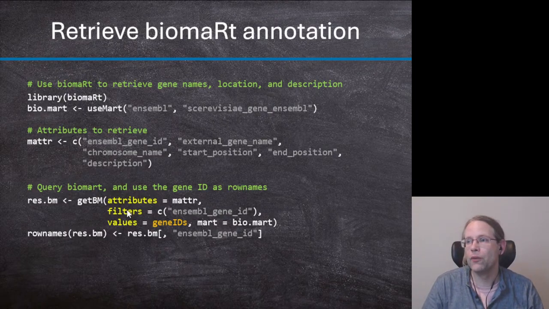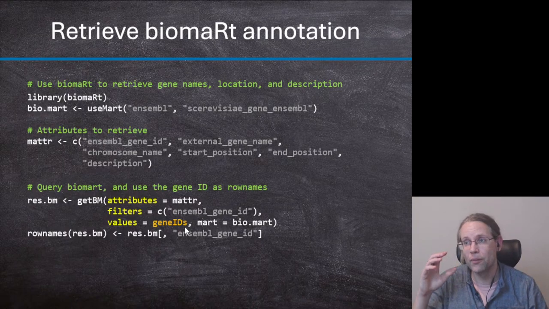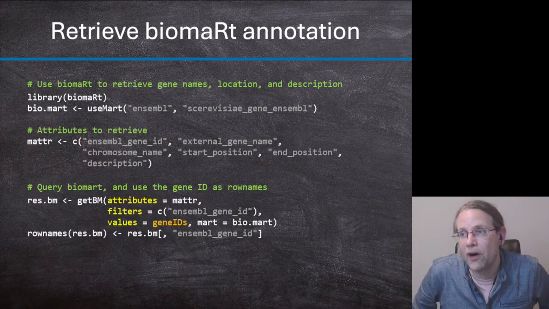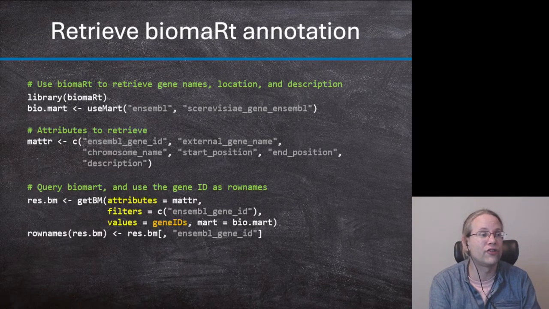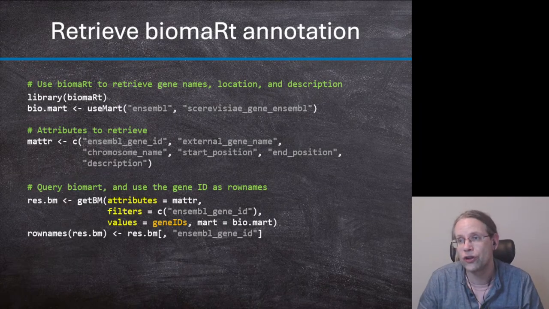And then what do I want to use, right? So the filters here tell me what am I going to give to biomaRt. Well, I'm going to give Ensembl gene IDs to biomaRt. And which IDs am I going to give? Well, I'm going to give only the gene IDs that I already had, right? So the ones which have a p-value below 0.05 and a fold change higher than 0.3. Right, so those I'm going to query.